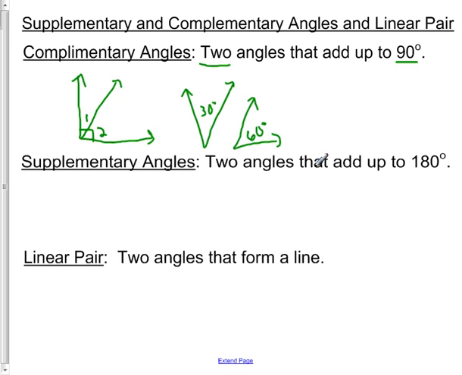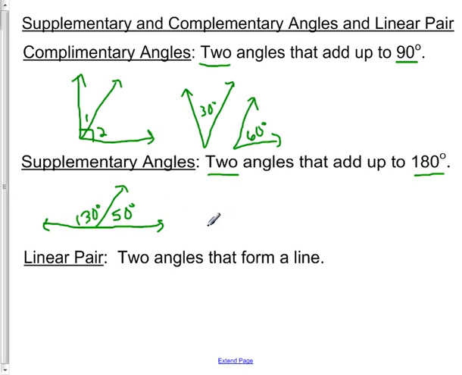Supplementary angles are two angles that add up to 180. So once again, it's only two angles, and this time they add up to 180. So same thing, you could have two that form a line, and this might be 50 degrees, and this one would be 130. Those two are supplementary because they add up to 180. And I forgot my arrows here.